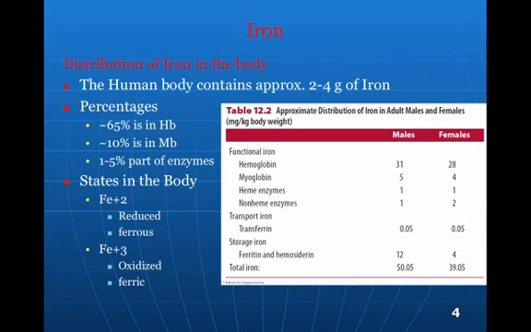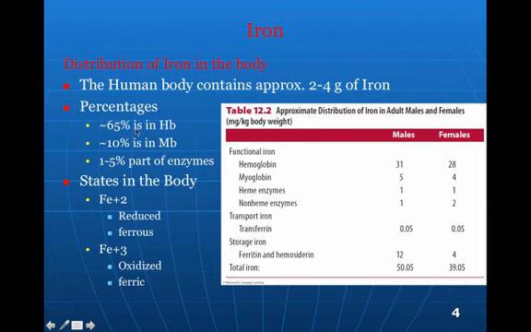So this is percentages. If we look at this table, I think this table's good to take note of some of the details. This is the approximate distribution of iron in adult males and females. It is different between genders. This is milligrams per kilogram of body weight. So this is not just because males are larger, because this compensates for that. This is per kilogram of body weight.